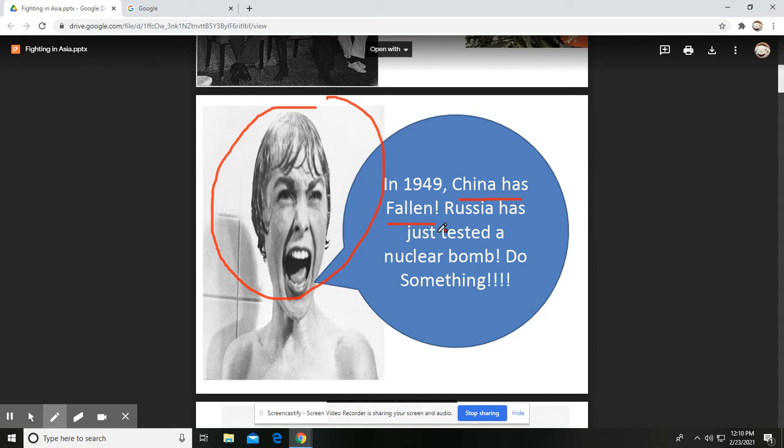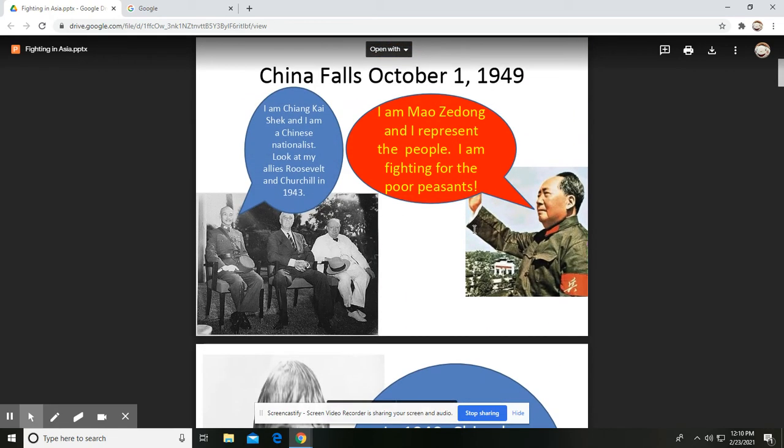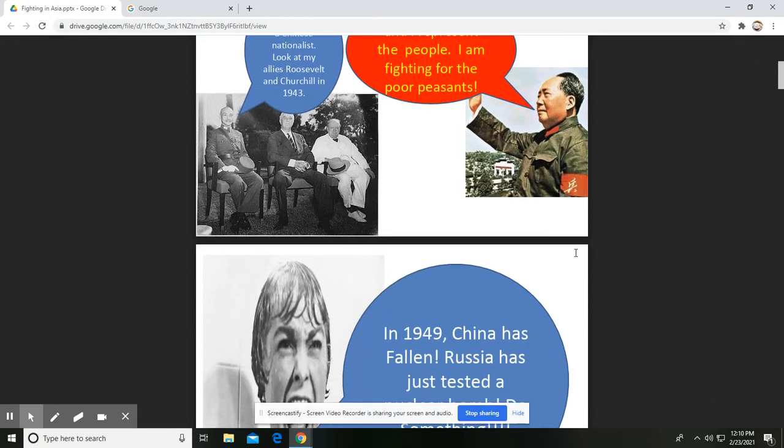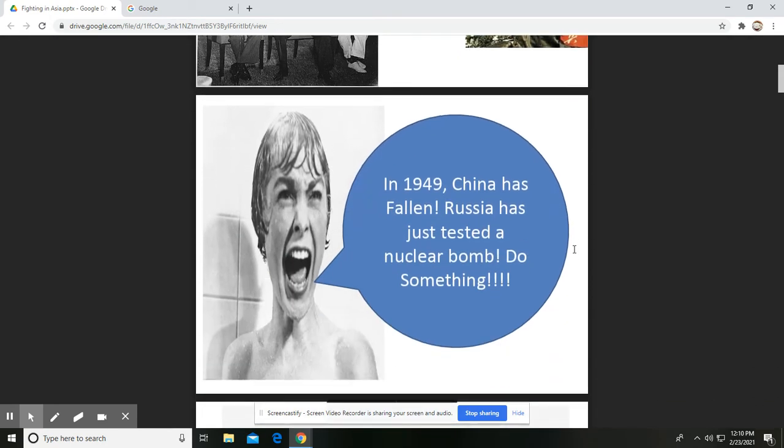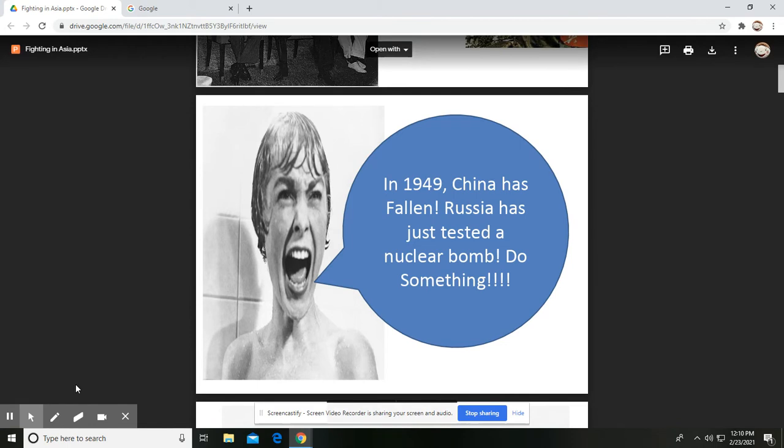China falls to communism because Mao is successful at defeating Kai-shek's group. And the fact that China involves a country with a huge landmass and people, there is great fear that since China has fallen, that there are going to be some dire consequences. It looks like the communists are starting to spread their influence. Also, the Russians have just tested a nuclear bomb, Joe 1.